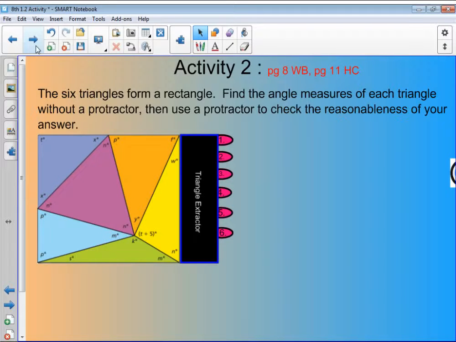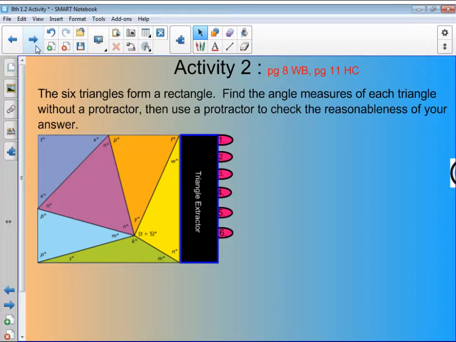Page 8 of your workbook, or if you're working out of the hardcover book, it's page 11. I did take this out of the hardcover book because it's colorful, versus your journal book, which is black and white. It says the 6 triangles form a rectangle. Find the angle measures of each triangle without a protractor. Then you can use a protractor to check the reasonableness of your answers.